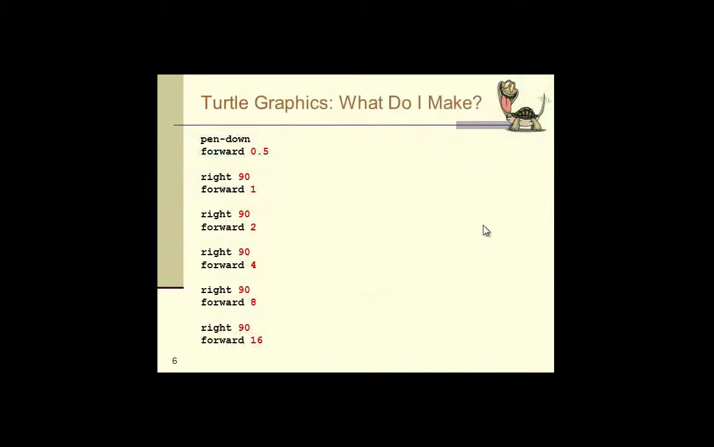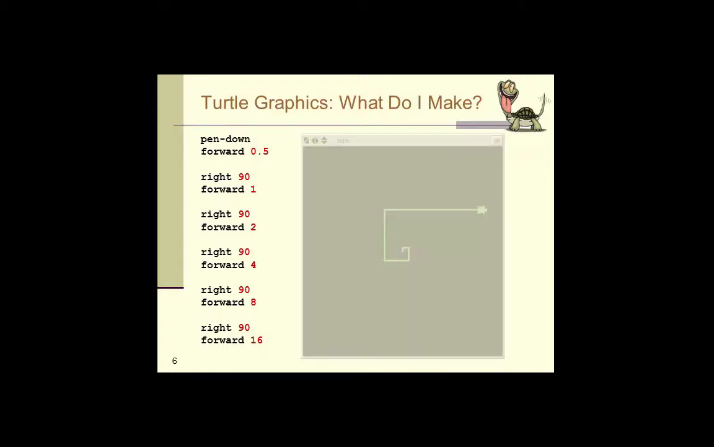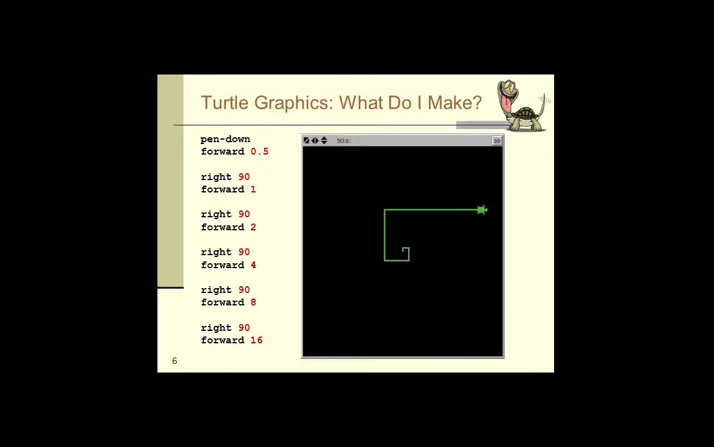This is our last slide before going into NetLogo and actually writing a program. This is a list of turtle graphics commands in order from top to bottom. Before I show you what it actually draws, try and draw it in your mind's eye. And here it is. It makes a spiral moving outward. Each time it turns 90 degrees and each step it makes is larger, a step twice as large as its previous step, always turning 90 degrees to the right. So it spirals. Okay, let's get into NetLogo.